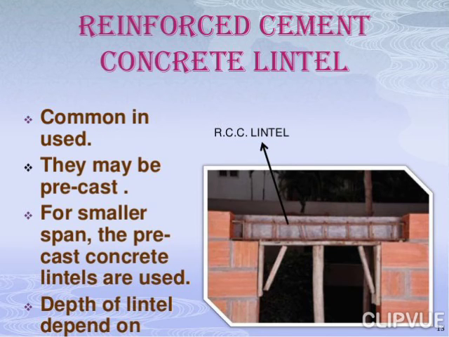These may be precast, that means these may be cast before they are implemented near the window location. For a smaller span, the precast concrete lintels are used. So when the span is very small, at that moment the precast concrete lintels are used. The depth of the lintel also depends on the amount of cement used.